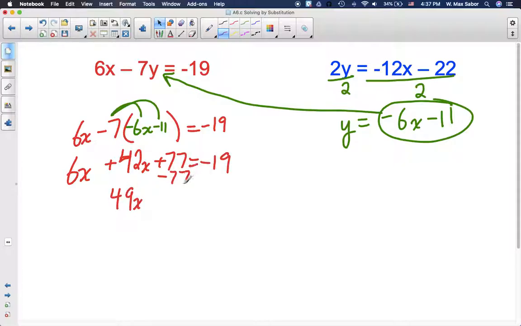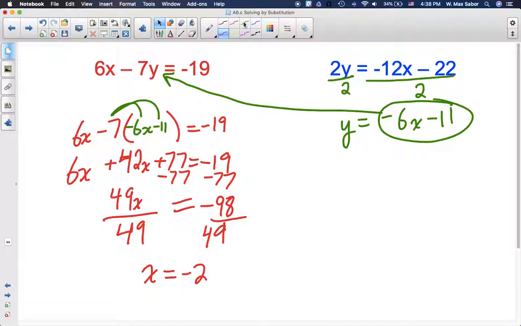49x, subtract 77 from both sides to get negative 98, and divide by 49 to get x equals negative 2. Now that we have a value for x, that's our answer in step 4, we plug it back into any two variable equation.